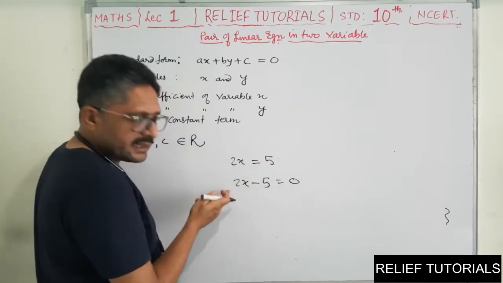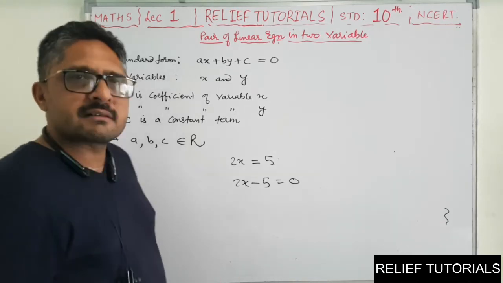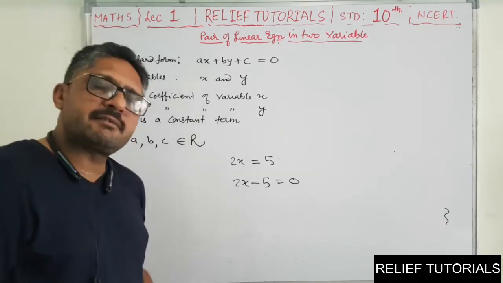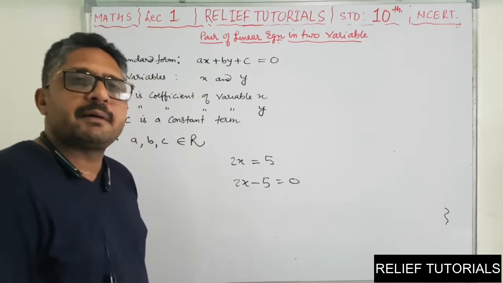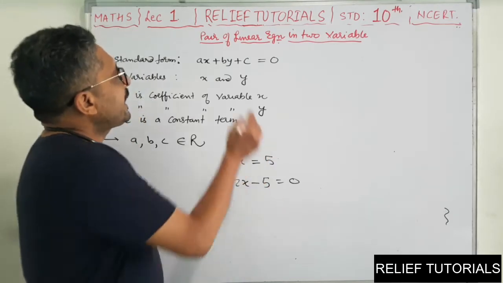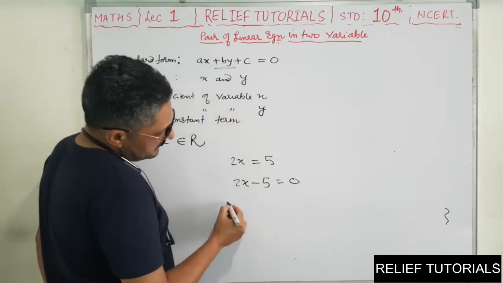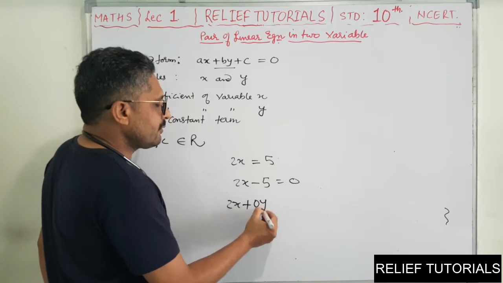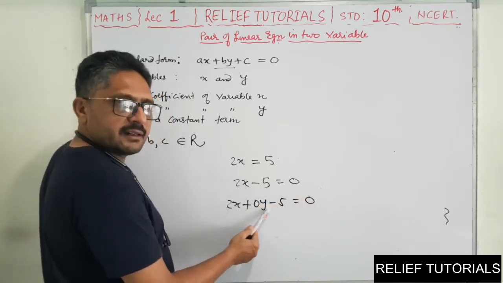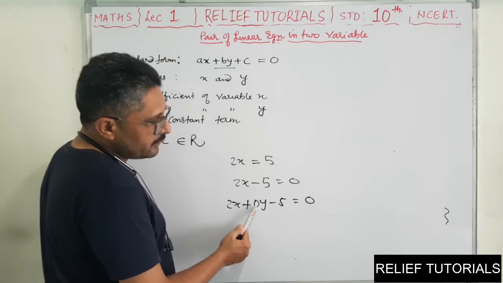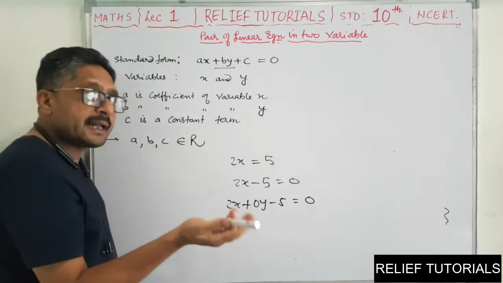So here this is a linear equation in two variables. But the question arises, sir, how is it a linear equation in two variables? Here we have only one variable, x. We don't have the other variable, y. So we don't have a term with variable y. Sure. But I can write this equation as 2x plus 0y minus 5 equals 0. Now see, we got two variables. So y is not 0, but the coefficient of y is 0. That is, b is 0. Why? Because b belongs to R, so b can be 0.